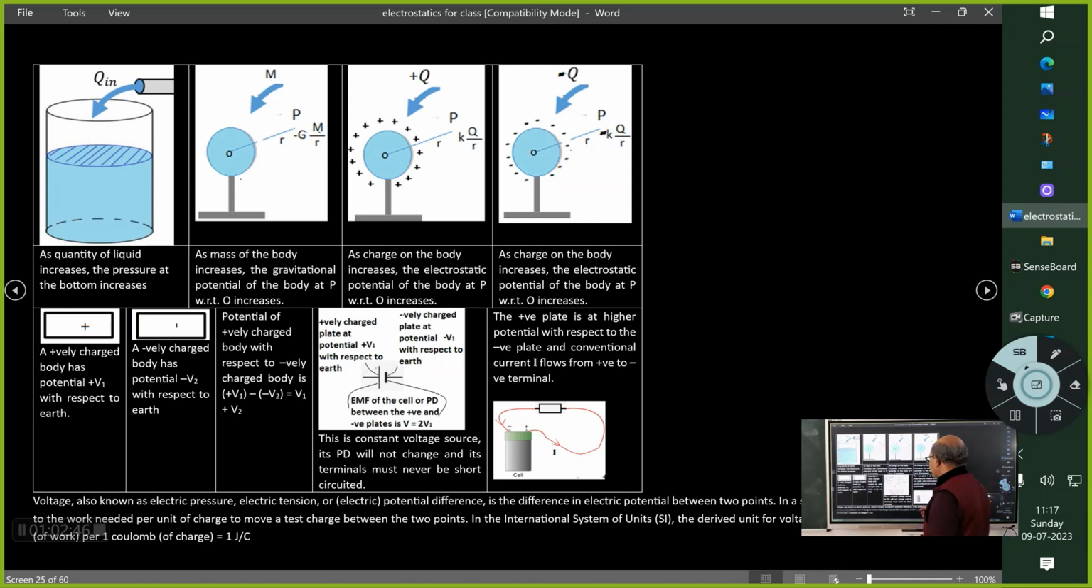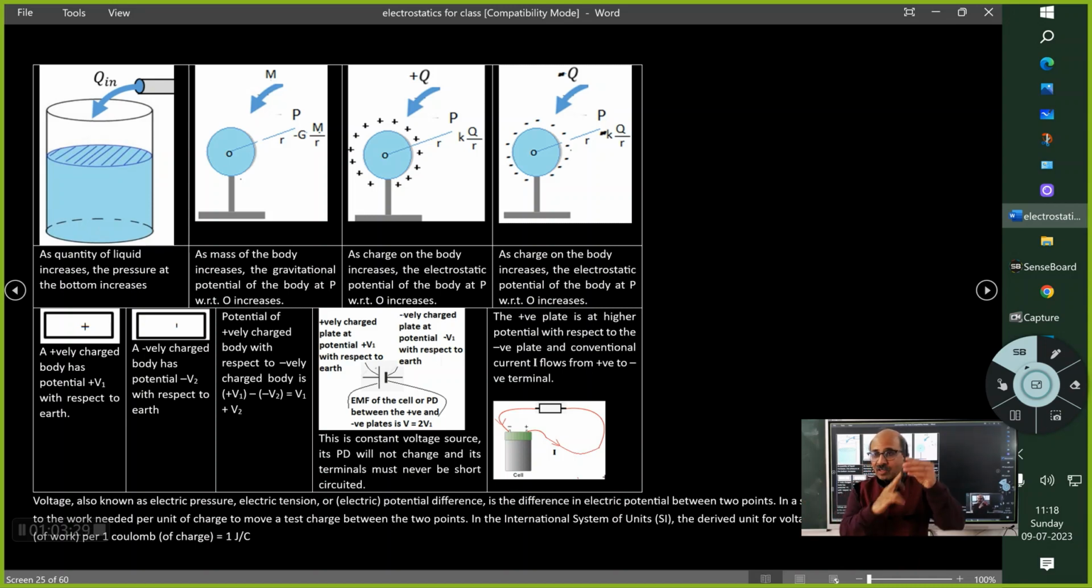Now see students, I am just keeping two. These two rods are not conductors. They are insulators. They are charged. One positive charge, one negative charge. What is the potential of this with respect to Earth? V1. What is the potential of this with respect to Earth? Minus V2. I said negatively charged. So plus V1 minus V2, or it can be minus V1 also. Any number.